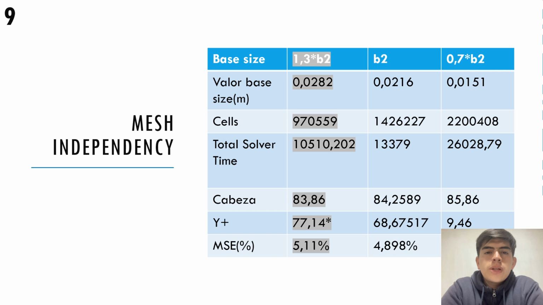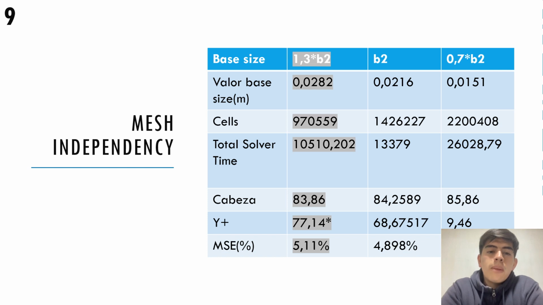After the mesh generation, we had to do the mesh independency, which consisted in choosing 3 different base sizes and developing the mesh itself. You can see above the results, and in this case we chose the mesh that was 1.3 times B2 because the cells were in the range specified in the project.